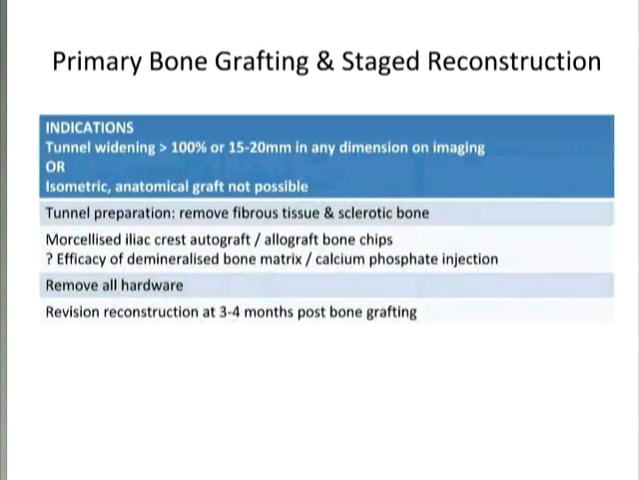So the principle is you prepare your tunnel well, remove all your fibrous tissue and sclerotic bone, and you pack it with morselized iliac crest autografts, which would be ideal, or allograft bone chips. They have looked at demineralized bone matrix and calcium phosphate injection into the widened tunnels with some success, but these are very provisional papers and it's not widely used and there's not much literature on it. The principle is to remove all the hardware as well at that stage and then consider revision reconstruction at 3 to 4 months. This is how you do it.